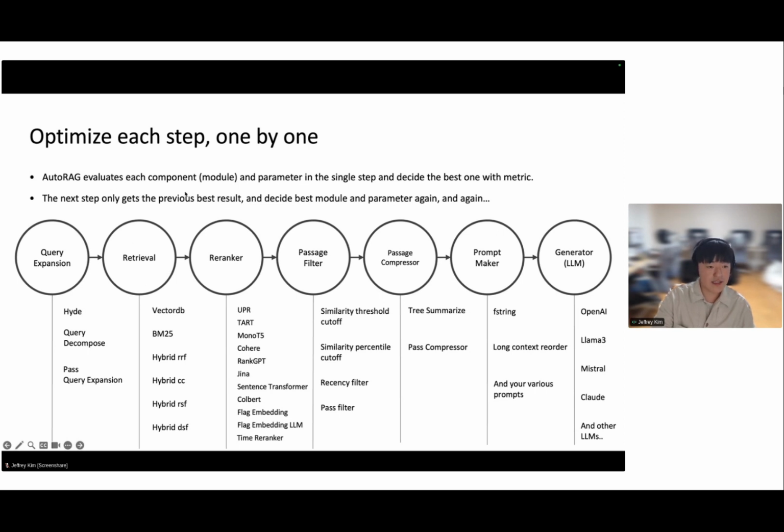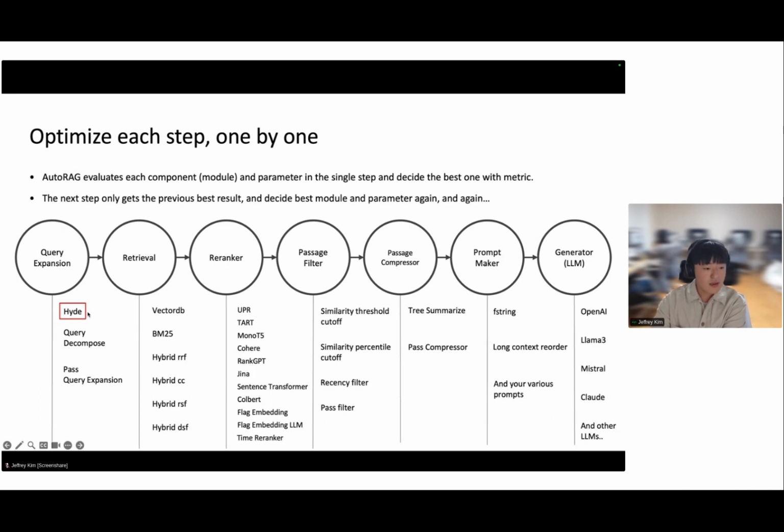AutoRAG evaluates each component and parameter in a single step and decides the best one with a quantized metric. So the next step only gets the previous best result and decides the best module and parameter again, and the next step and the next step. So here's what I mean. In the query expansion step, we just evaluate 3 of them and select the best module. The best module is HyDE.